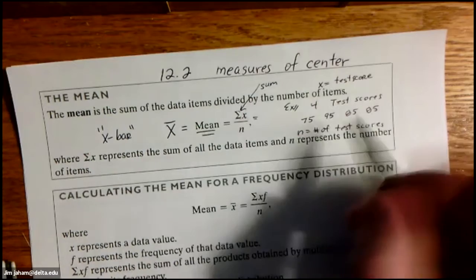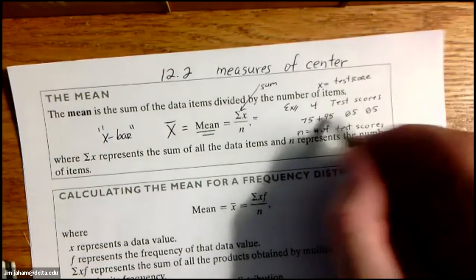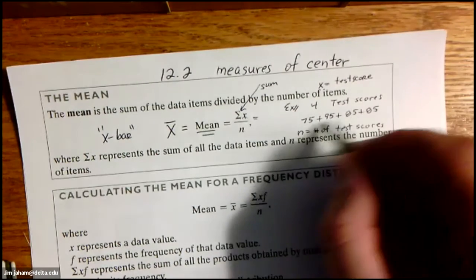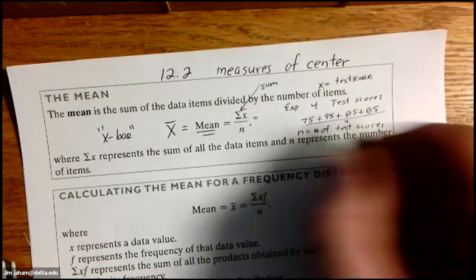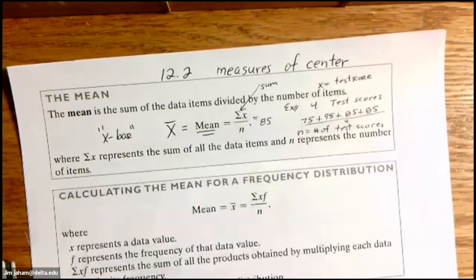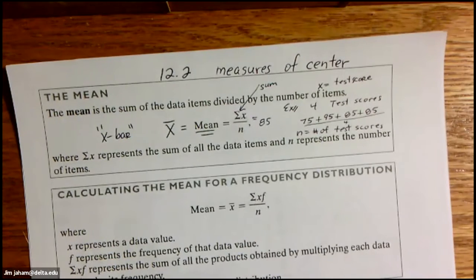So we would add those 4 numbers together, get the sum, and then divide by 4. And then we would say that the average was 85. So this is probably something that you calculated in the past.